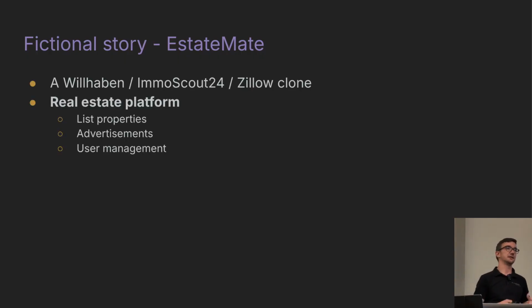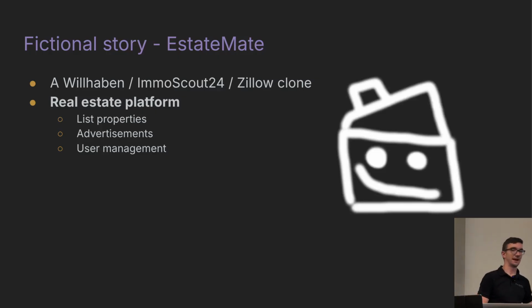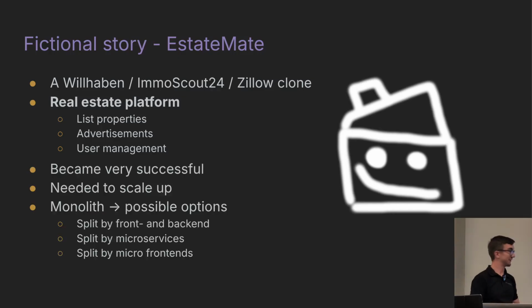EstateMate is essentially a Willhaben, ImmoScout24 or Zillow clone. They are a real estate platform. In this fictional story, they list properties, they show some advertisements, and they do some user management like login, logout, and stuff like that. I even came up with a logo for them. As you can see, it's not AI generated. It's crafted by hand in 10 seconds in GIMP. And maybe because of that logo, they became very successful.